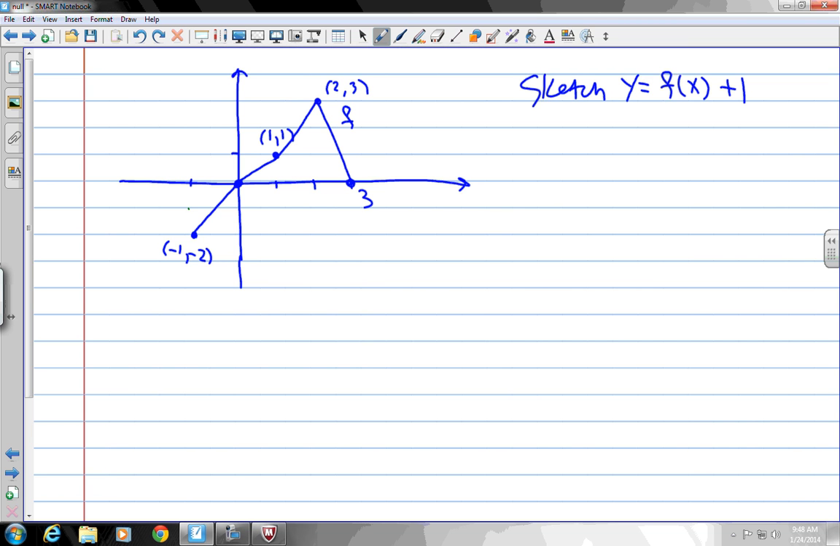-1, -2 becomes -1, -1, right? 0, 0 becomes 0, 1. 1, 1 becomes 1, 2. 2, 3 becomes 2, 4. 3, 0 becomes 3, 1. So you can always reference those points and then again connect the dots. Here we go. Fun.